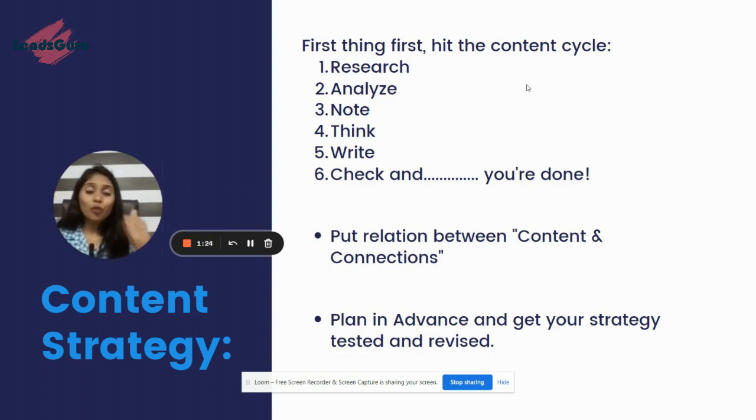Now this is one part of content strategy. What you need to do is put a relation between your content and connections. Connections are your target audience. These are the first people who will read your post. You need to make sure that you are sharing content that is worth sharing for your connections. Then only they'll stay connected, they'll like your post, they'll comment on your post, and that's what is really important for you.